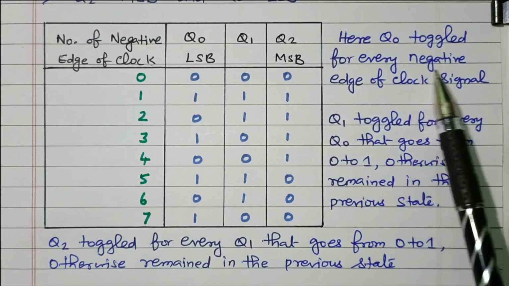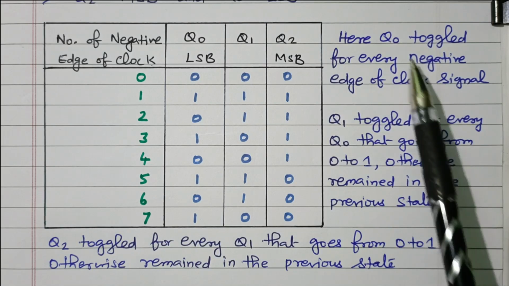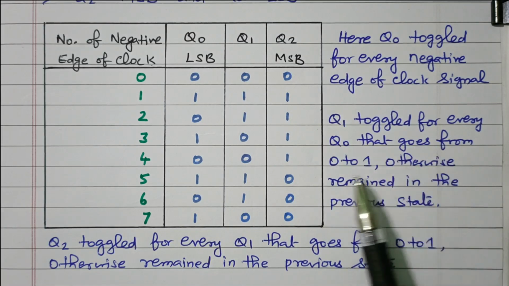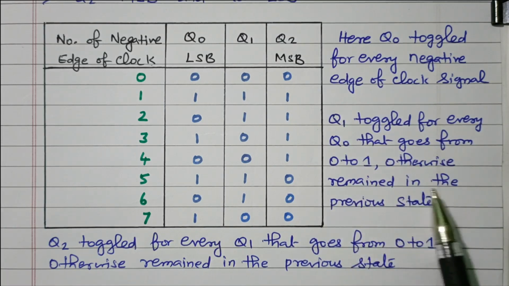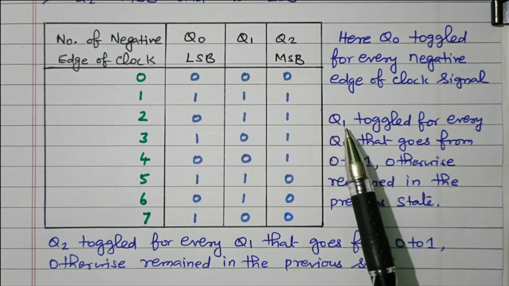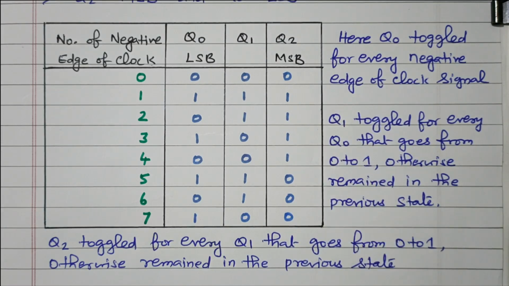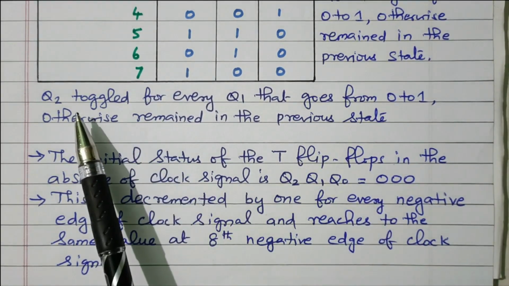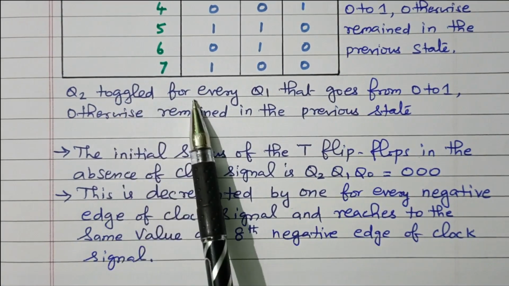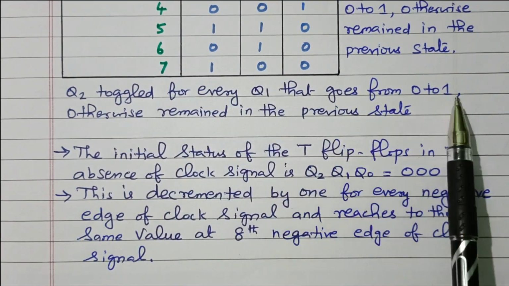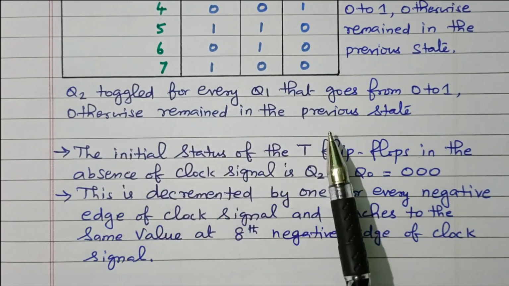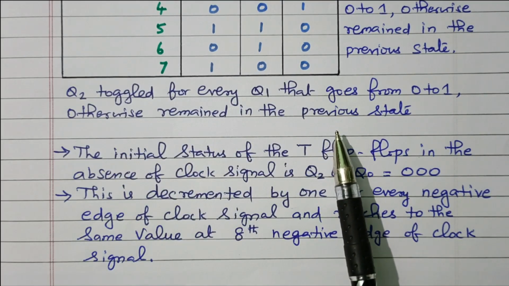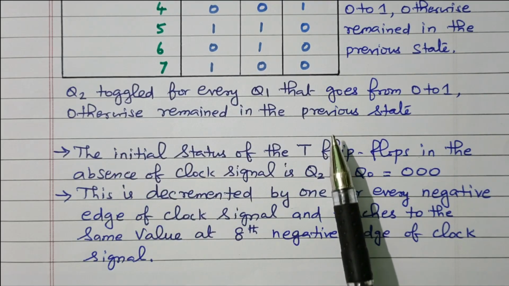clock pulse. So at every negative edge of the clock pulse, Q0 changes. Q1 toggles for every Q0 that goes from 0 to 1, otherwise remains in the previous state. Right. So Q1 is based on the Q0 value. Similarly Q2 and others. Q2 toggles for every Q1 that goes from 0 to 1, otherwise remains in the previous state. Right. So Q0 is based on the clock pulse, Q1 based on the Q0 value, Q2 based on the Q1 value.